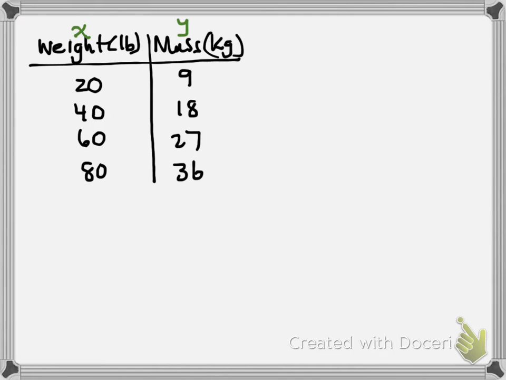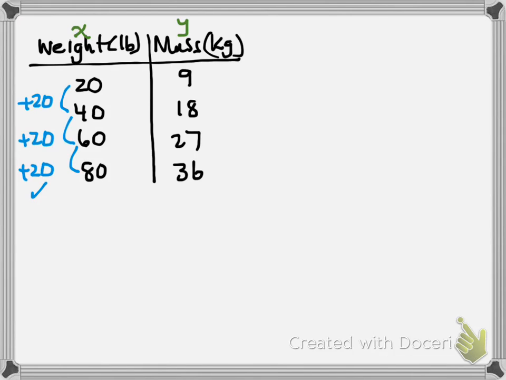So first thing I'm going to do is check to see if I have a linear relationship. So I'm going to look for the change in my x values. To get from 20 to 40, I would need to add 20. To get from 40 to 60, I would need to add 20. To get from 60 to 80, I would need to add 20. So this one checks out as being a constant change.